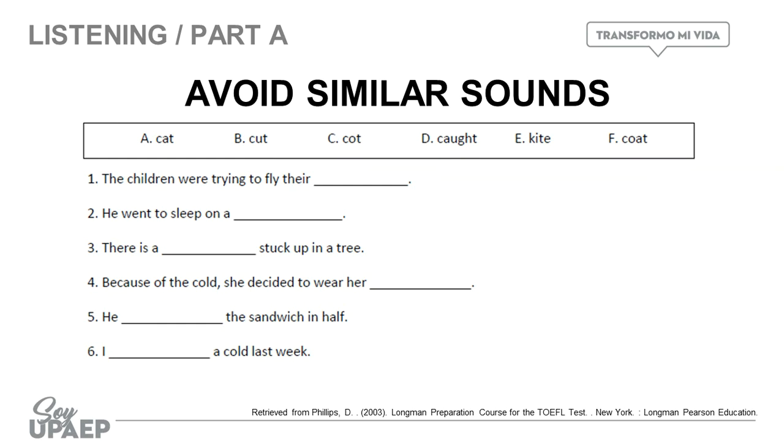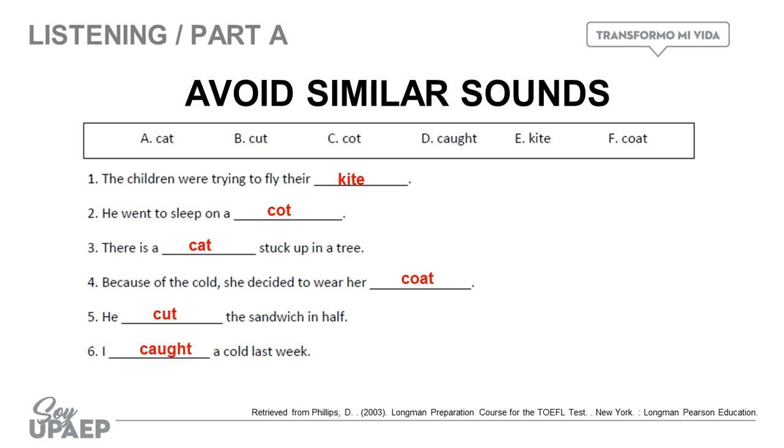Let's check our answers. Number 1. The children were trying to fly their kite. Number 2. He went to sleep on a cot. Number 3. There is a cat stuck up in a tree. Number 4. Because of the cold, she decided to wear her coat. Number 5. He cut the sandwich in half. Number 6. I caught a cold last week.